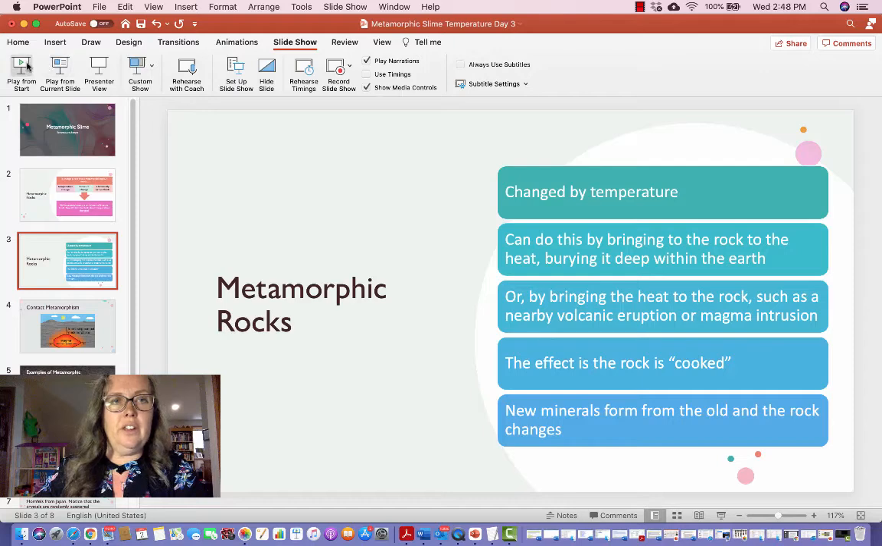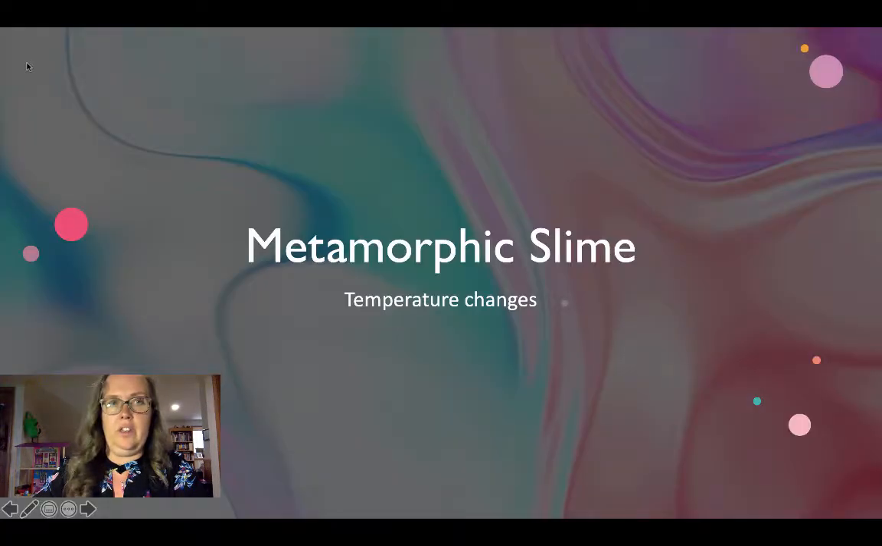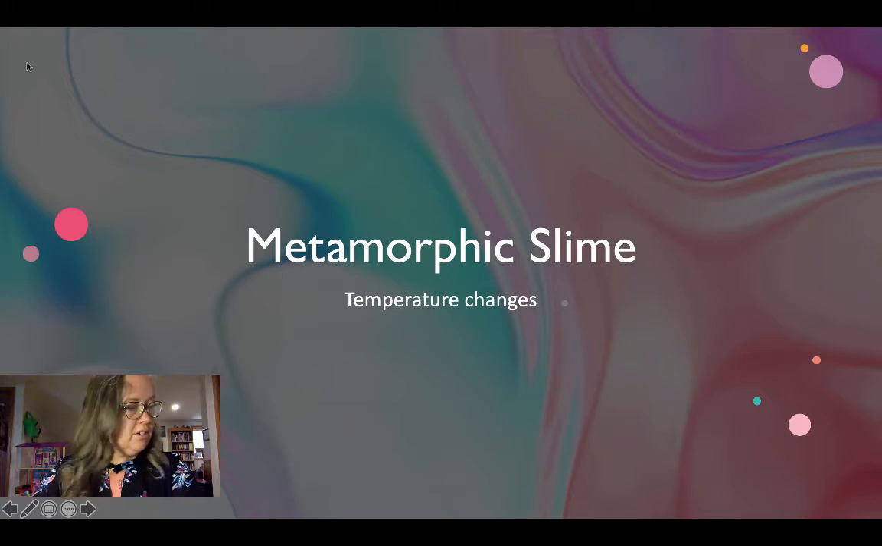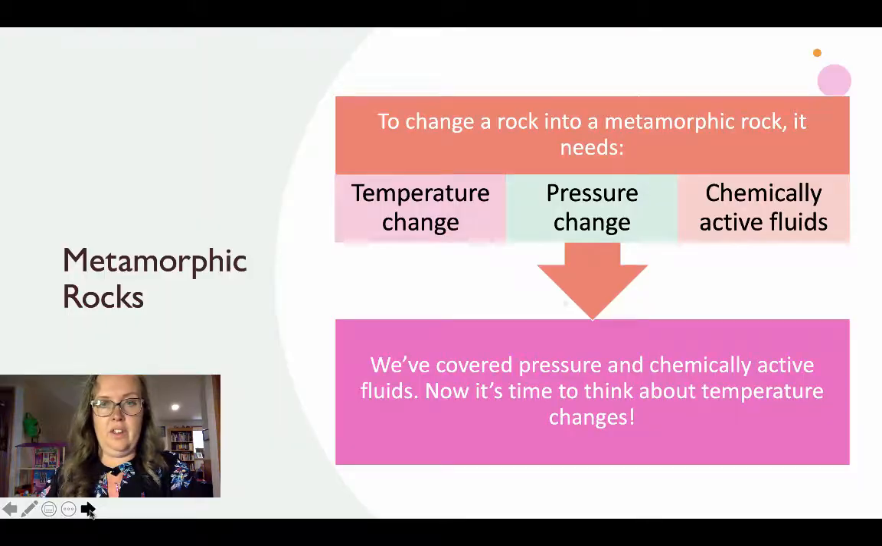Day 3 of metamorphic rocks. Today we're going to look at metamorphic slime and we're going to focus on temperature changes. So let's quickly review first.